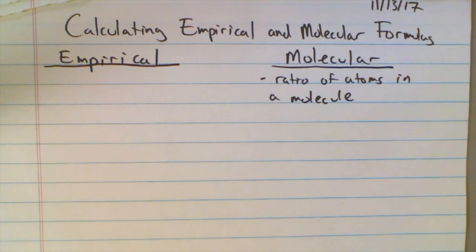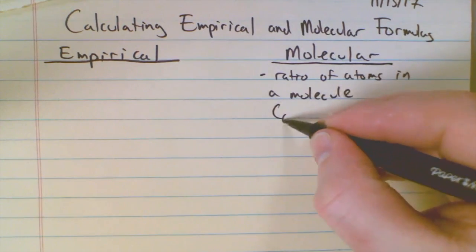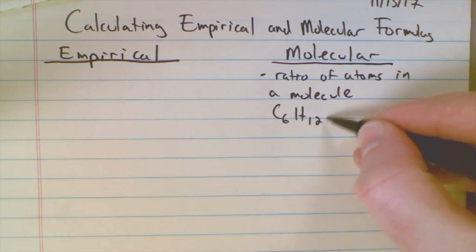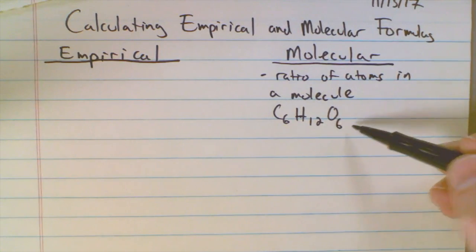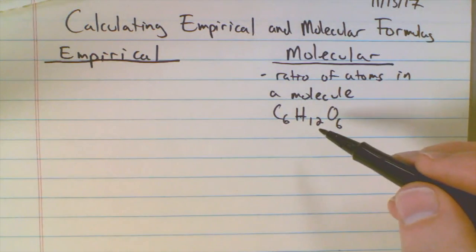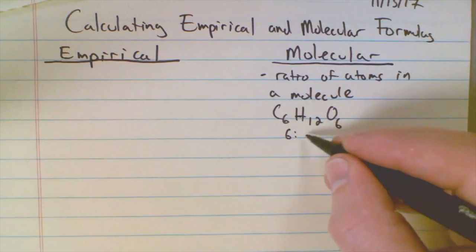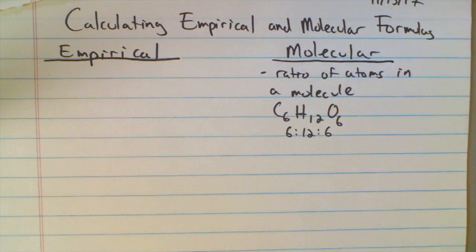So, for example, you could do glucose. What's glucose's formula? C6H12O6. So that's the ratio in glucose. You get 6, 12, 6. So that's the molecular formula of it. If you want to think about it as 6 to 12 to 6 in the molecule glucose: 6 carbons, 12 hydrogens, and 6 oxygens.